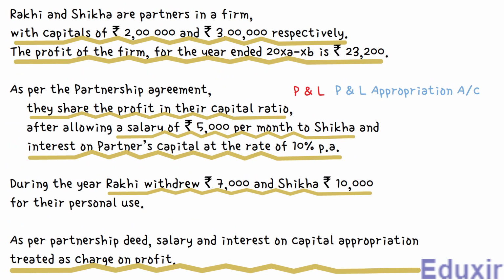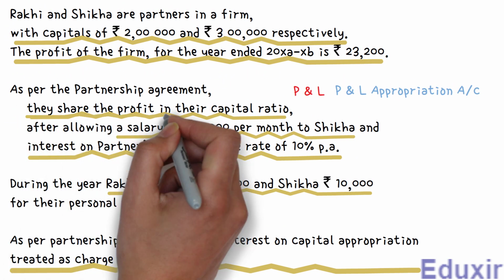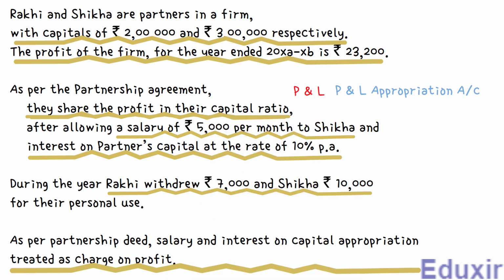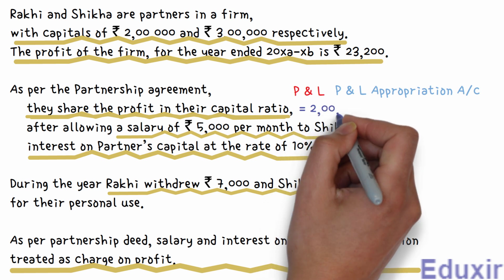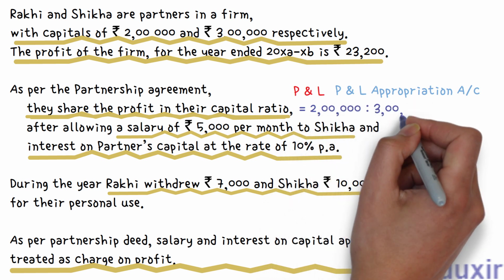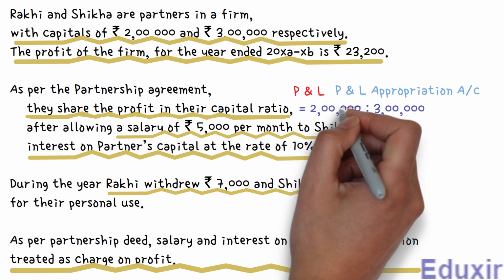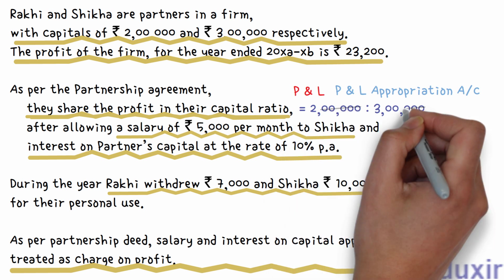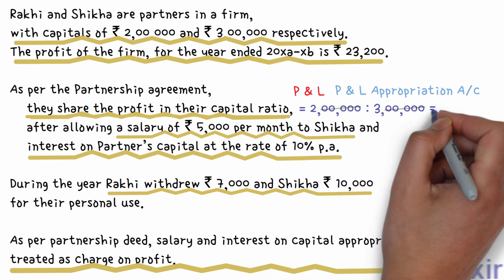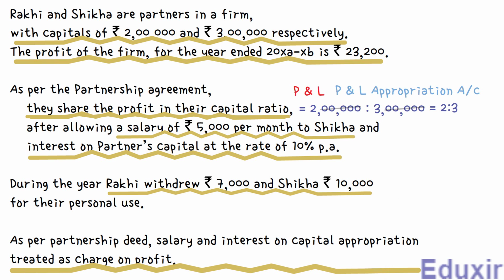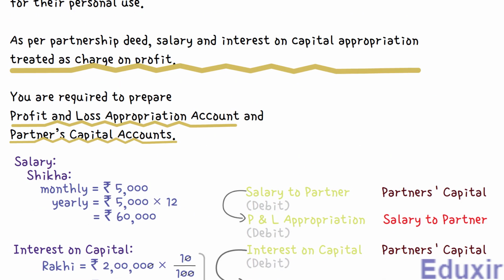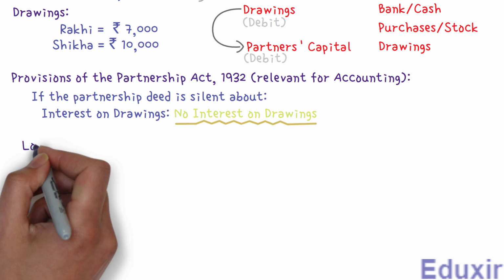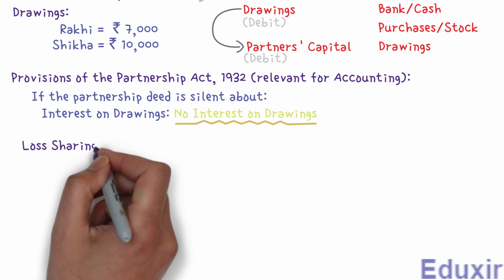Now, it is given in the problem that they share the profit or loss in their capital ratio. In other words, their loss sharing ratio would be 2 lakhs is to 3 lakhs. Cancelling 5 zeros in 2 lakh rupees with 5 zeros in 3 lakh rupees, we get 2 is to 3. So let's distribute the losses in this ratio. Let's first write the header "Loss sharing" in the working notes section.